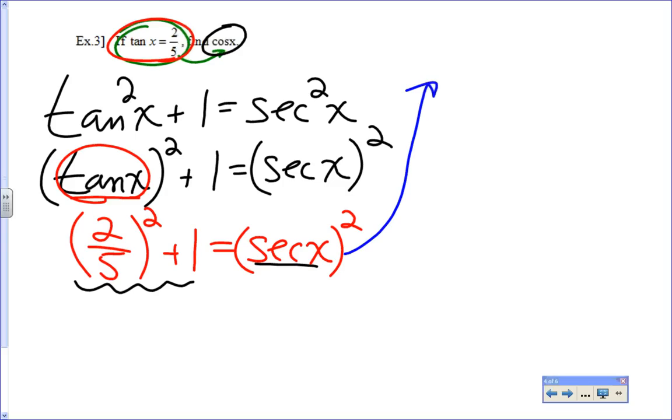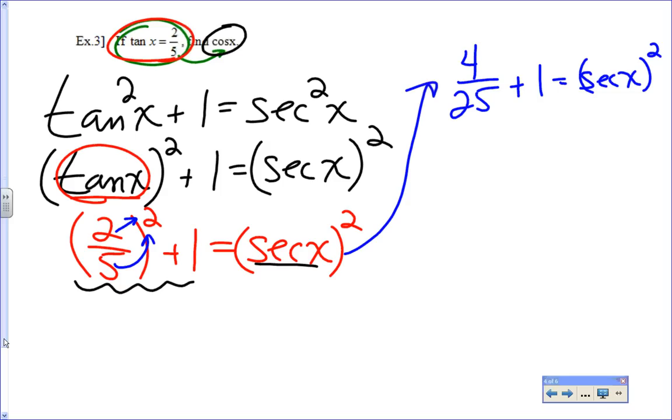Actually, adding and subtracting fractions is probably the hardest thing to do. When you square a fraction, you square the numerator and square the denominator. So you take 2 and square it, and you get 4. And then you take 5 and square it. Please don't forget to square the 5. It's 25. Far too many times I've been told that 2/5 squared is 4/5. So you have to square both. Plus 1 equals secant of x squared. I still don't really know what that number is, though. It's 4/25 plus 1.